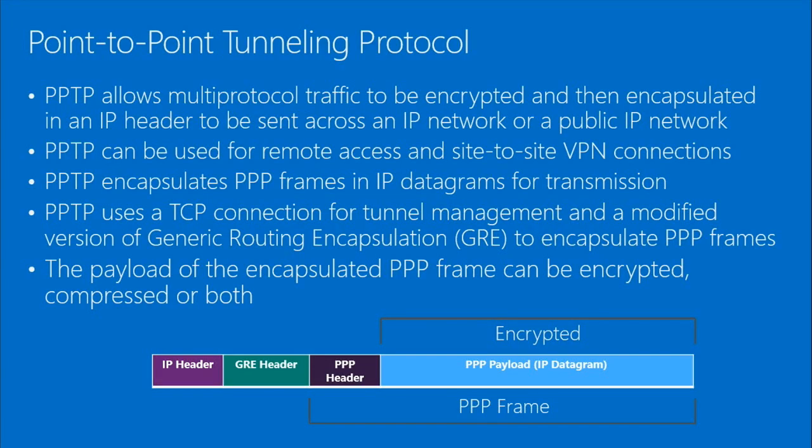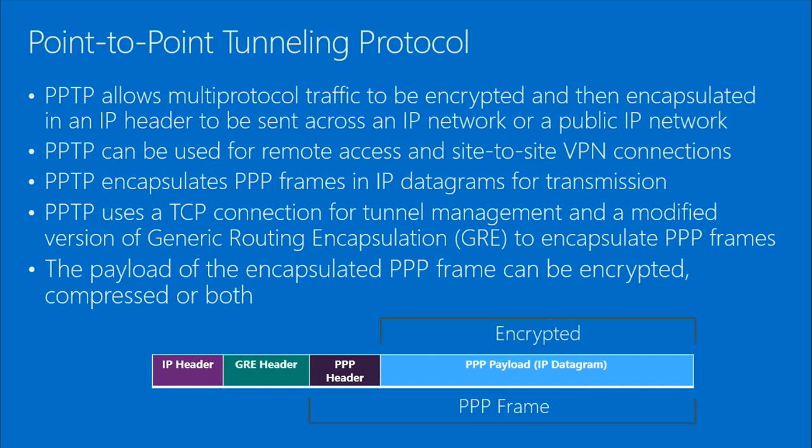Point-to-Point Tunneling Protocol allows multi-protocol traffic to be encrypted and then encapsulated in an IP header sent across an IP network or a public network. They can be used for remote access and site-to-site VPN connections. It uses a TCP connection for tunnel management and a modified version of Generic Routing Encapsulation, GRE, to encapsulate PPP frames. The payload of the encapsulated PPP frame can be encrypted, compressed, or both, but PPTP doesn't do this. You would need to use a different protocol to encapsulate that protocol.